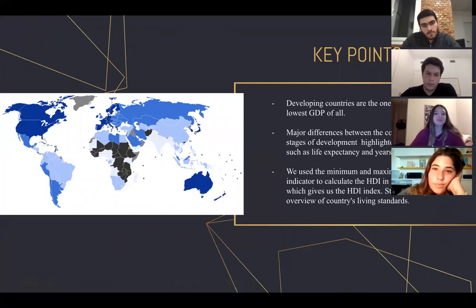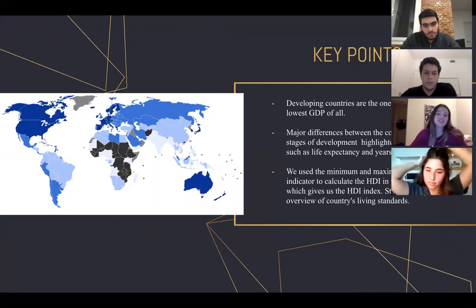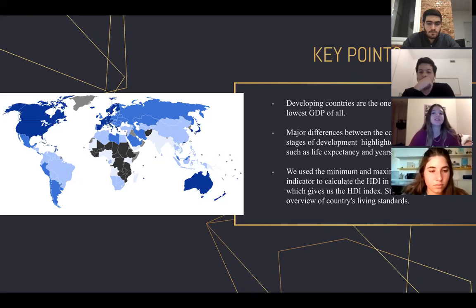Firstly, we will point out the key points from the previously performed analysis that measure well-being indexes in different countries. The comparison between developed, in transition, and developing countries shows that the developing countries are the ones that tend to have the lowest GDP of all. The major differences between the countries in the different stages of development can be highlighted when analyzing factors such as life expectancy and years of education. These differences are very influenced by the average income per capita of each country chosen for the analysis.